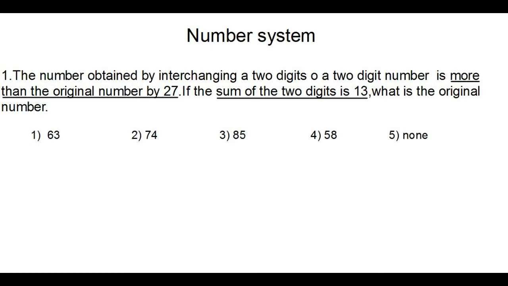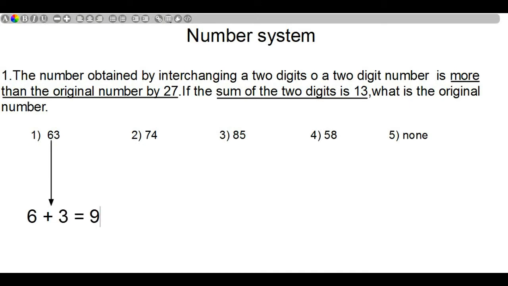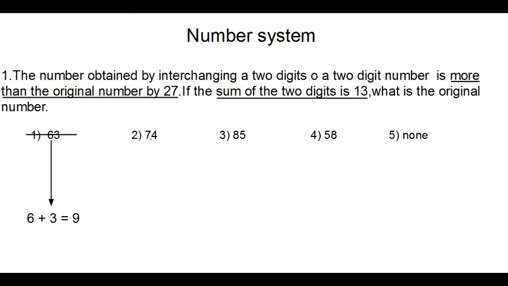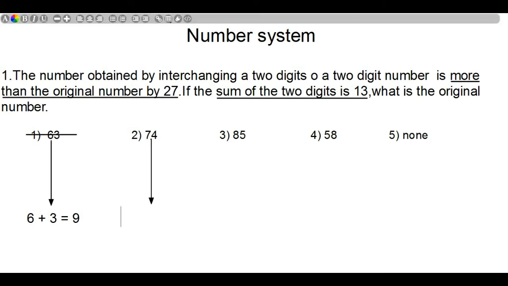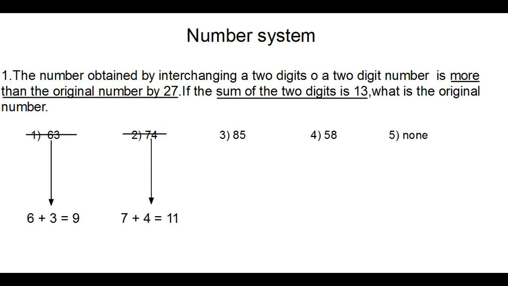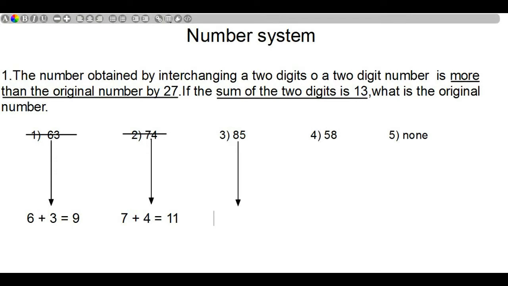If you look at option number 1, 63 is the number. Now 6 plus 3, the sum of the digits, is 9. But since we want the sum of the digits to be 13, option 1 cannot be the answer. Similarly, in option 2, 7 plus 4 is 11, which is not equal to 13. So even option 2 gets cancelled. Moving to option 3, the sum of the digits 8 plus 5 is equal to 13. So this may be the possible answer as one of the conditions is satisfied. And similarly in option 4, the sum of the digits 5 plus 8 is 13. So either option 3 or option 4 may be the answer.